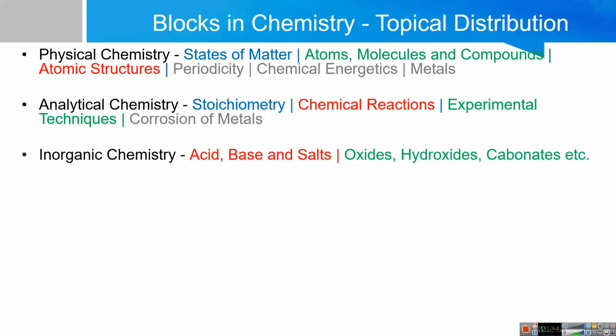Now in inorganic chemistry, as I said, it's mostly based on acids, bases and salts. So we'll mostly be talking about oxides, hydroxides, carbonates and many other types of salts and their properties, right? How these inorganic compounds, what kind of properties they have, how they participate in reactions, what is the significance of these compounds. For example, one of the most common compounds that I always suggest is magnesium oxide, right?